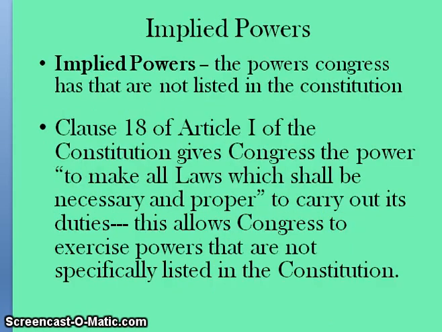Next, we have implied powers. Implied powers are things that are not listed in the Constitution. So, Clause 18 of Article 1, right there at the end of Article 1, says that Congress has the power to, quote, make all laws which shall be necessary and proper to carry out its duties.